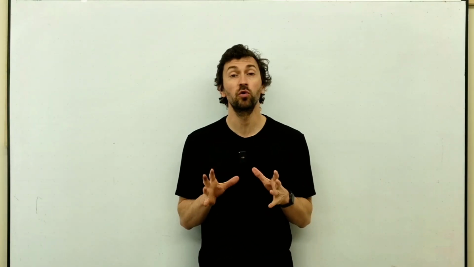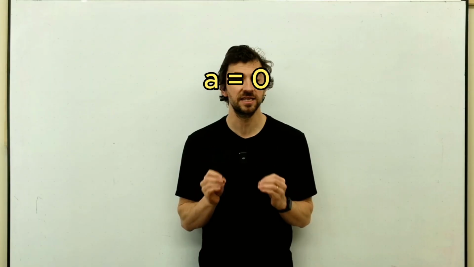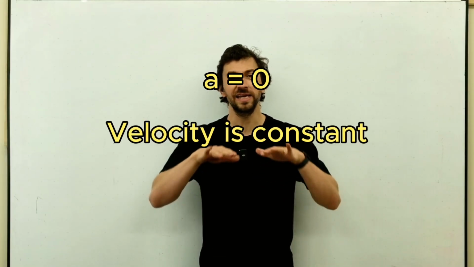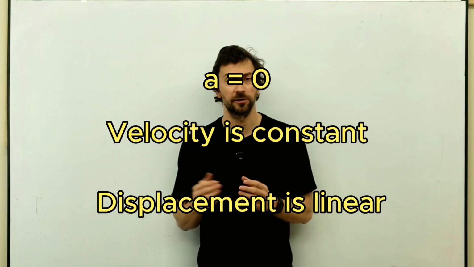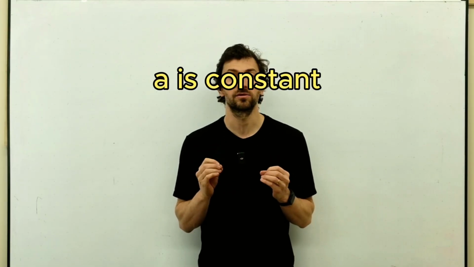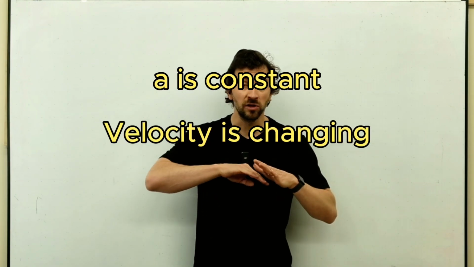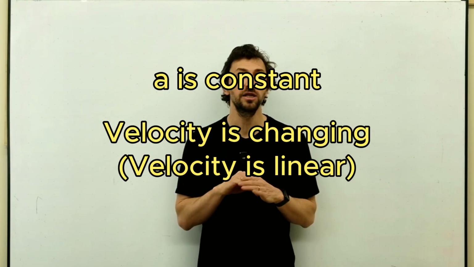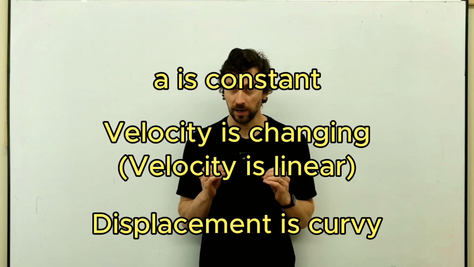Here's the general rule for these motion time graphs. If acceleration is 0, then the velocity is flat, and the change in displacement will be linear. If there is acceleration and it's not 0, then the velocity will be changing like a linear graph, and the distance will be curvy like a parabola.